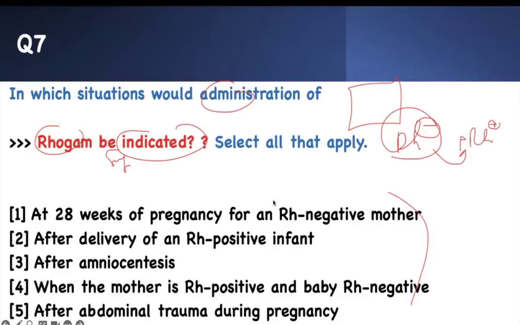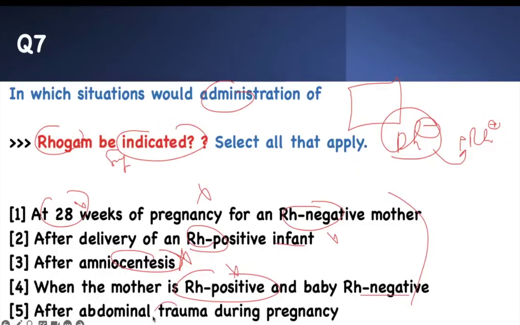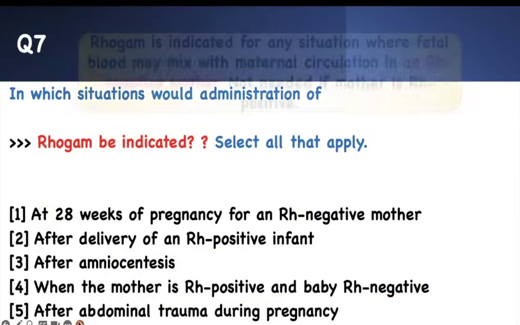And therefore, if you are Rh negative at 28 weeks, we don't want you to get antibodies, so we give it to you. It's given at 28 weeks. If you deliver an Rh positive baby, we have to give it to you. If you have amniocentesis, we are exposing the baby's blood onto you, so we're going to give it to you as a precaution. When you are Rh positive, I don't worry about you anymore. It does not matter whether your baby is Rh negative or positive, because you're already Rh positive, I'm good. And if you're involved in an accident, you're going to get it. So those are the situations I want you to know.